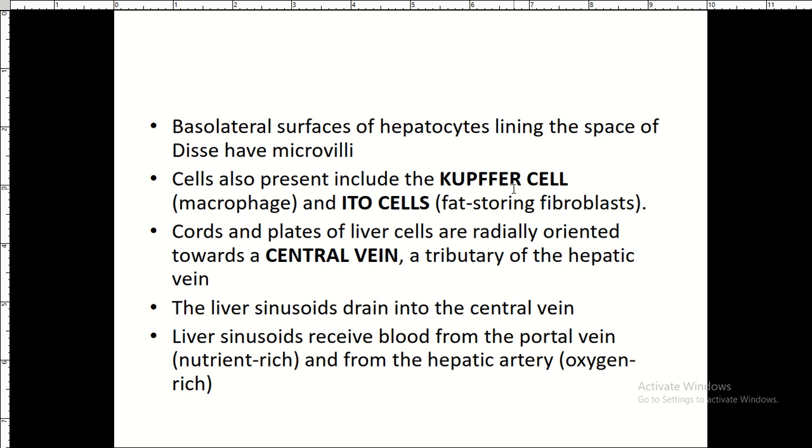One, blood plasma. So remember, these sinusoids have a discontinuous basal lamina, so you have the blood plasma entering the space of Disse. You also have those Kupffer cells, which are macrophages, the Ito cells, right, and the microvilli from hepatocytes. You understand now? Good.